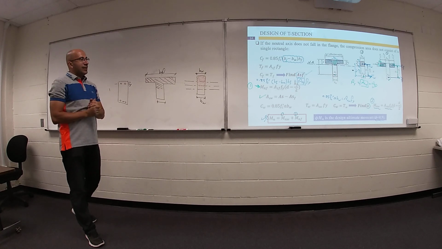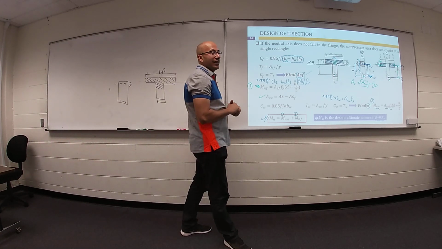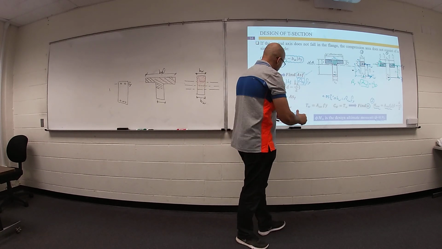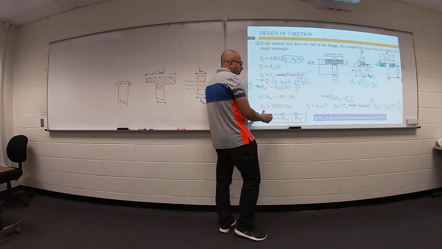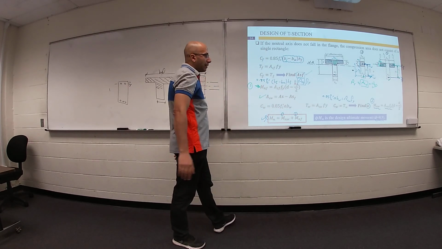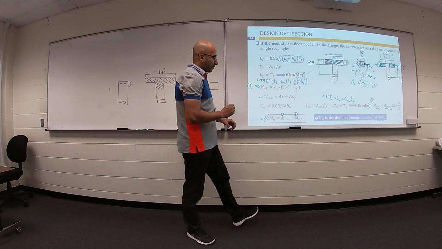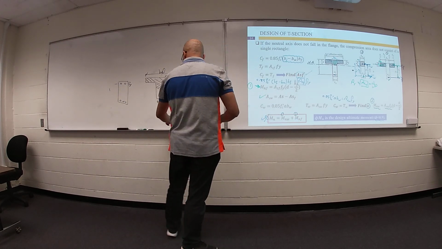For the design moment from M nominal, do we multiply each of those, the flange and the web, by 0.9? No, add them together, then multiply the sum by 0.9 to get your design moment. Let's do an example and see what's going on.